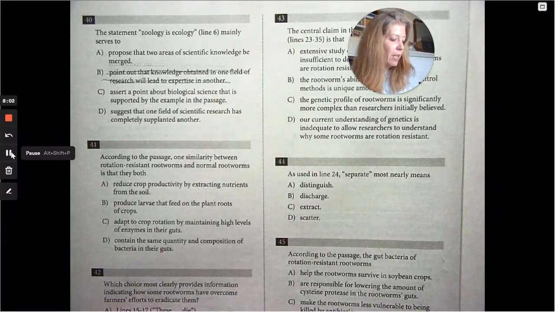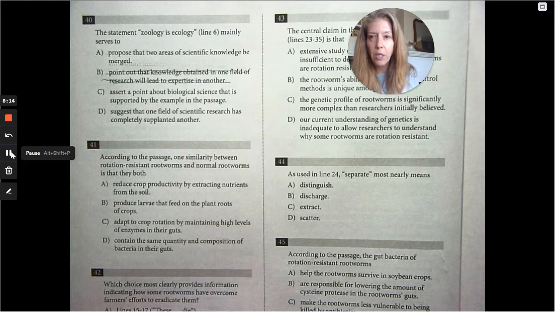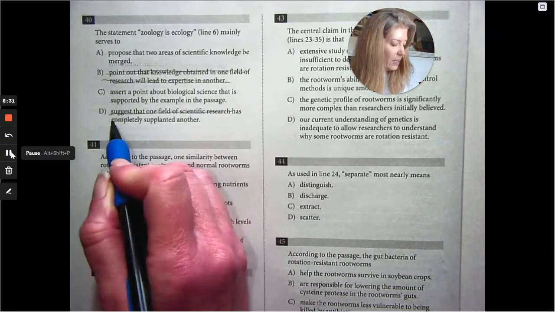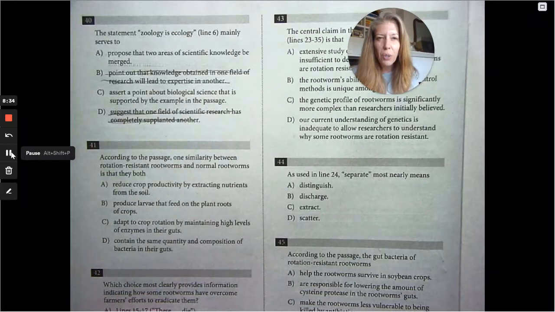Assert a point about biological science that is supported by the example in the passage. Zoology, the study of the bugs, to ecology, the study of all the things growing out in the fields. I like that one a lot. Suggest that one field of science research has completely supplanted another. Supplanted means taken over or gotten rid of, like it has become obsolete. It's not the case at all. So we were able to narrow it down to 2. Do you feel like you have to look back? I don't really feel like I have to look back.